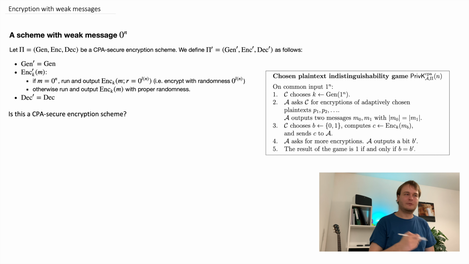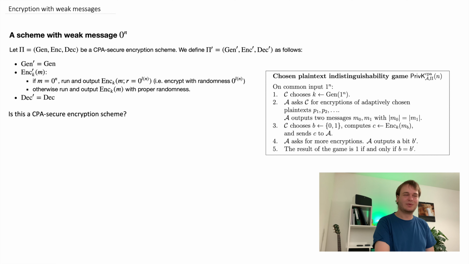So getting back to our weak message scheme, something may be afoot here, because now for at least one message, we encrypted without any randomness, essentially. So we're using fixed randomness, so there's no randomness involved anymore. Another question to you: is this scheme with a weak message CPA secure or not? And I give you a little bit of time to think about it.